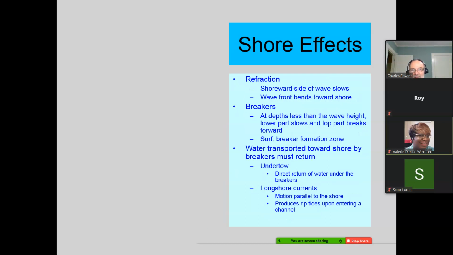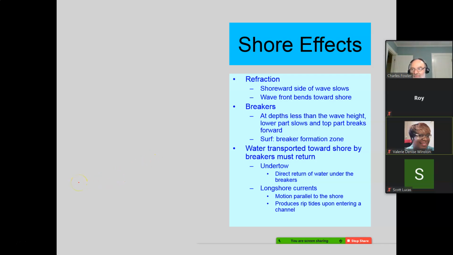Okay. Now, that's if you were out in the open ocean. But most of the time we see the water and the waves coming in from the shore or a short distance from the shore. And there are a couple of effects where the shore interacts with those waves and swells. One of these is called refraction.